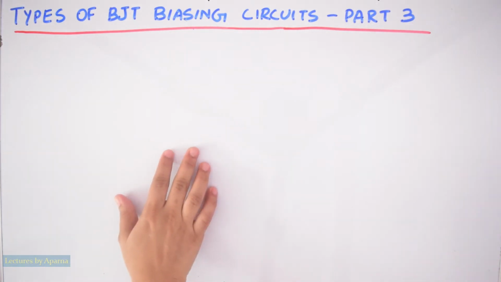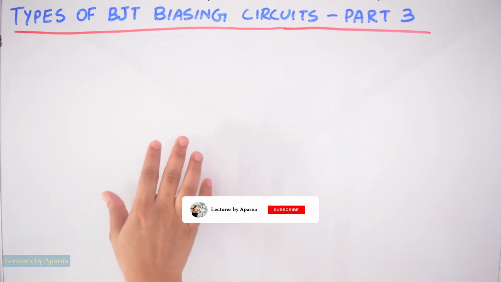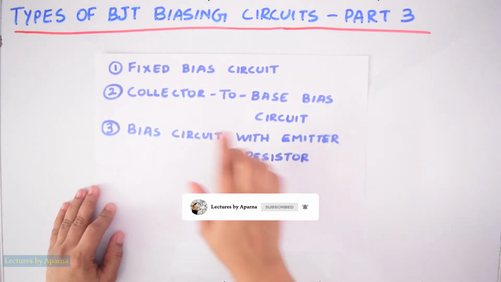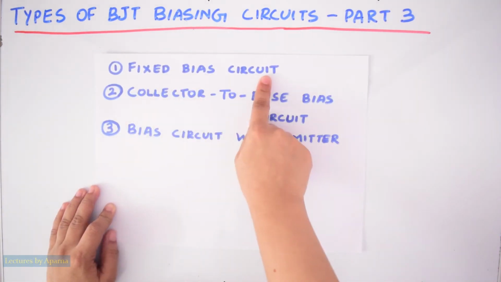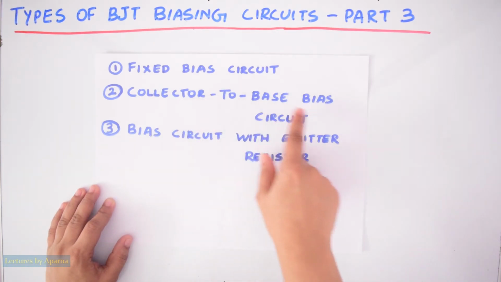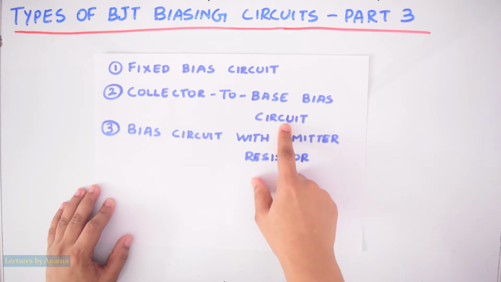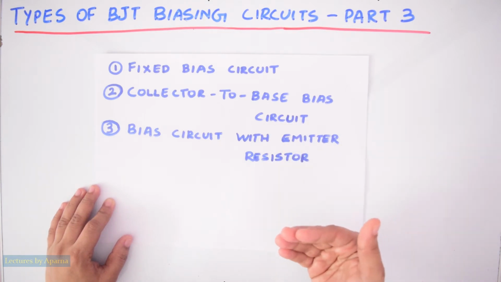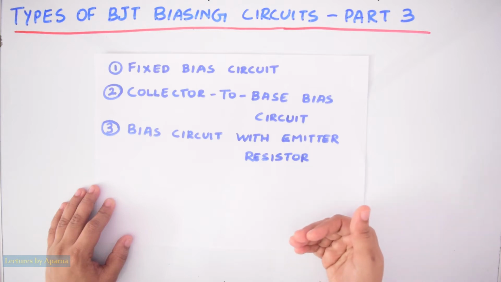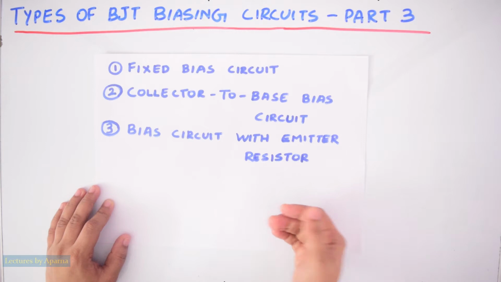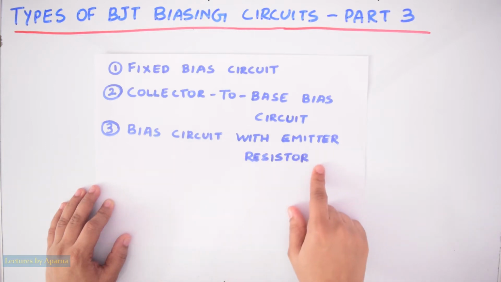This is the part 3 video of types of BJT biasing circuits. In part 1 video, we discussed about fixed bias circuit. And in part 2 video, we discussed about collector to base bias circuit. If you would like to watch those videos, I will give the link in the description box just below this video. In today's video, we will discuss the third type of biasing, that is bias circuit with emitter resistor.